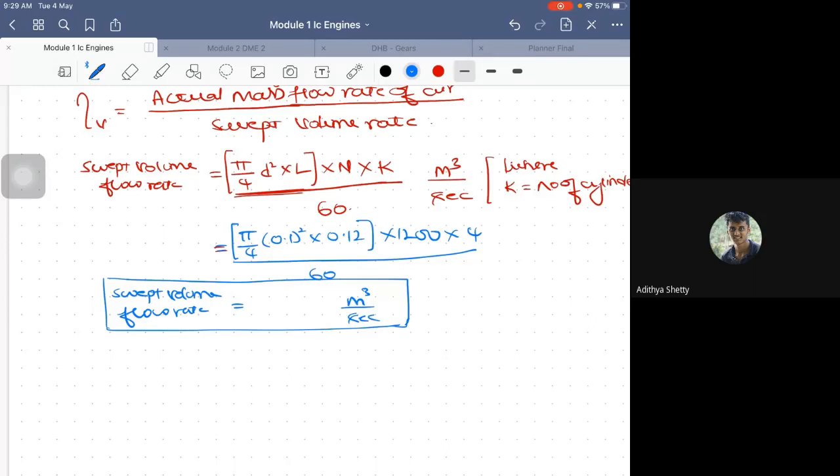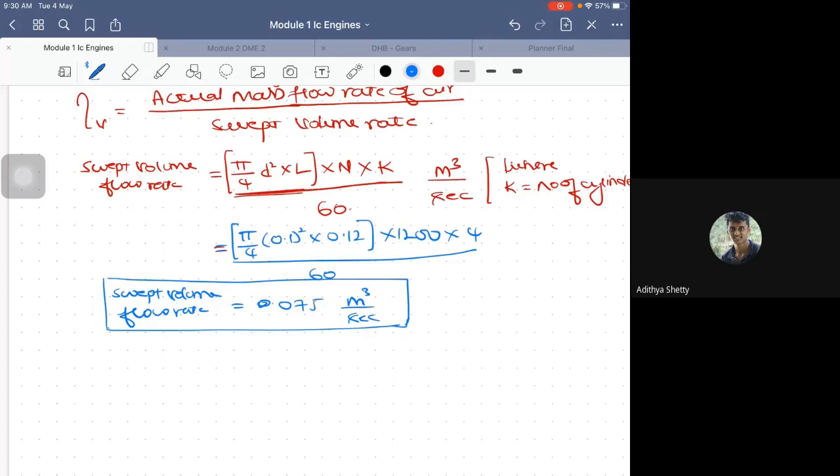Make it fast. How much is the value? 0.075. Okay, 0.075 meter cube per second.